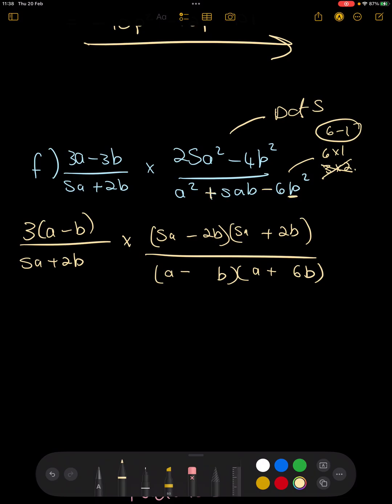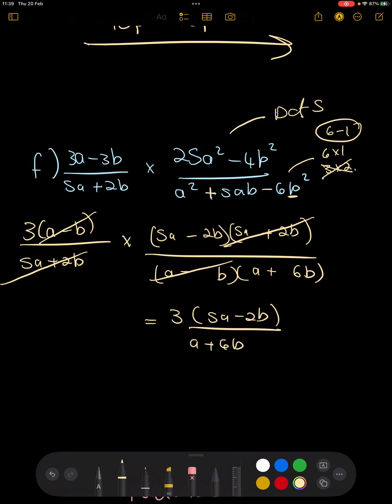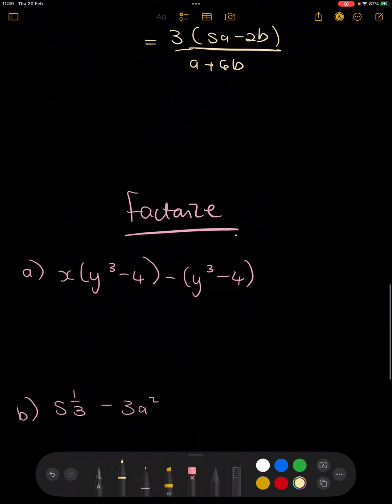Now we can go and see what we can cancel out. So we can cancel this one with that one. We are allowed to cancel now because it's a multiplication sum. That one can cancel with that one. So my final answer is the 3 that's left over there. And that's the answer for that one.